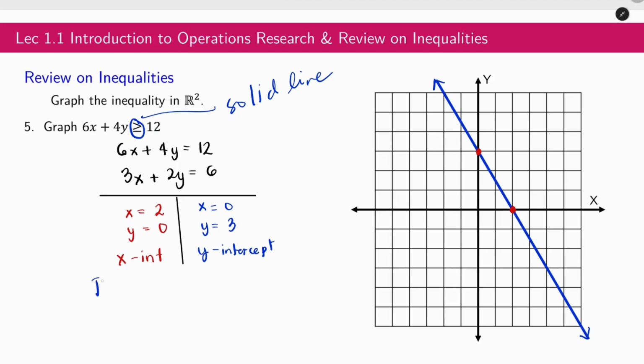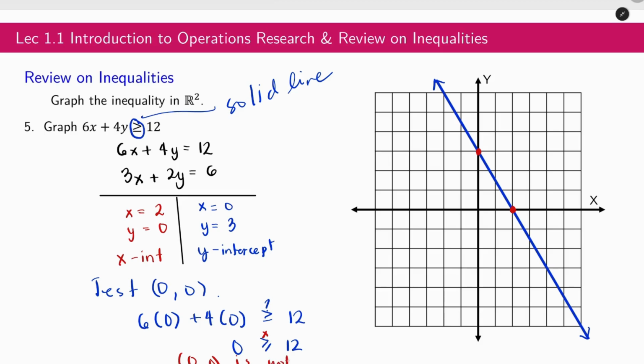Okay, test ulit tayo. I-test natin yung origin. We have 6 times 0 plus 4 times 0. Is it greater than or equal to 12? So, let's see. We have 0 is greater than or equal to 12. So, this is wrong. So, this is false. So, definitely (0, 0) is not a solution. Ibig sabihin, yung shading natin hindi dadaanan yung origin. Wala sa side ng origin. So, we have these.